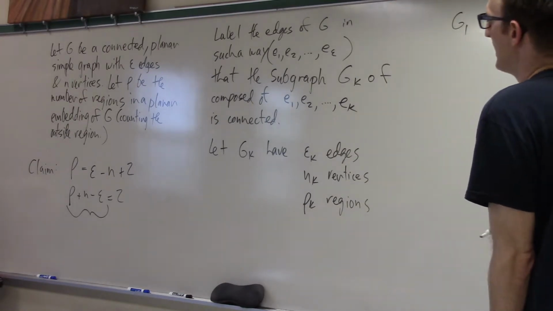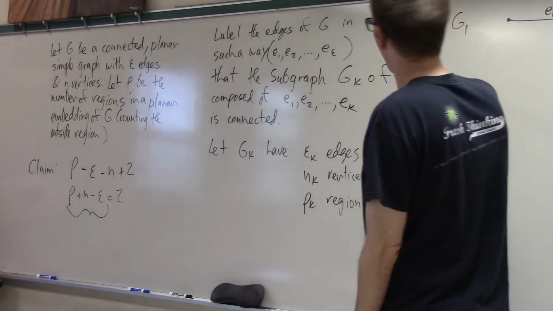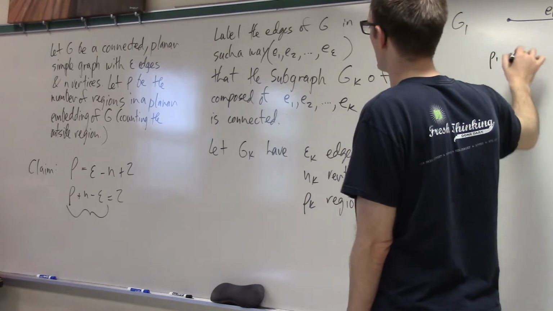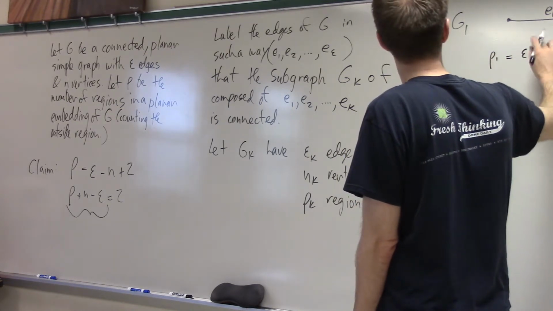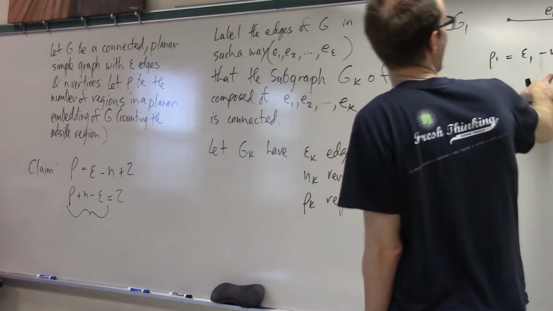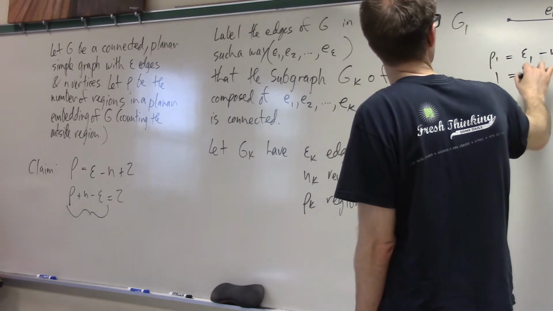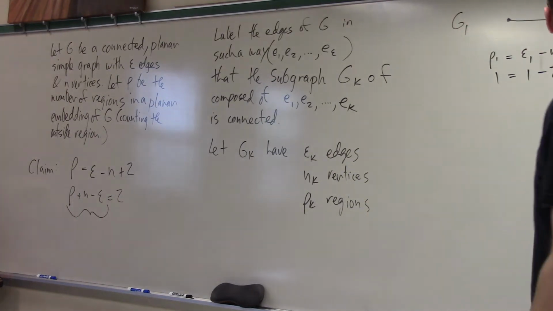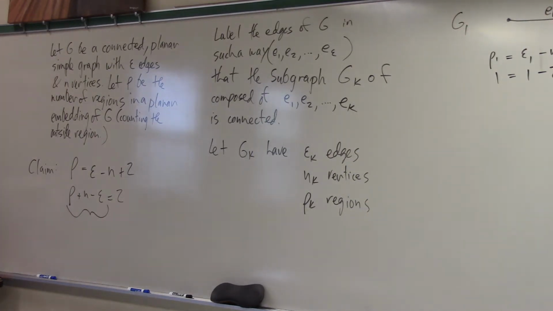Okay, cool. Does this satisfy the property? Does rho_1 equal epsilon_1 minus N_1 plus 2? Well, yeah, it just does, right? Because 1 is 1 minus 2 plus 2. Okay, so this is good. All right, base case number 1 complete.